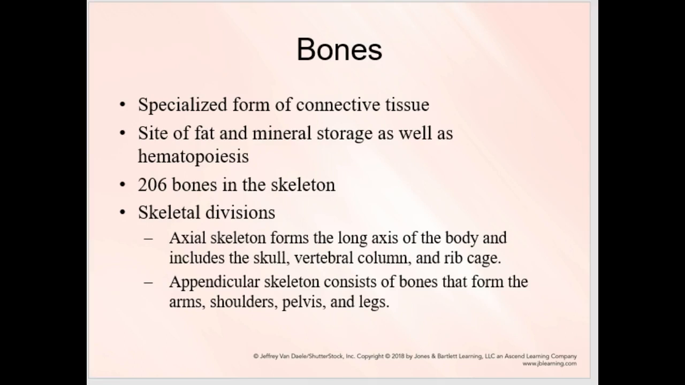Done. Okay, skeletal division. So there's 2 main divisions. There's axial, just like our Earth has an axis about which it rotates. The axial skeleton is going to be the skull, vertebral column, and rib cage. Appendicular will be the shoulder, pelvic girdle out, including the arms and legs, just like we're talking about appendages.